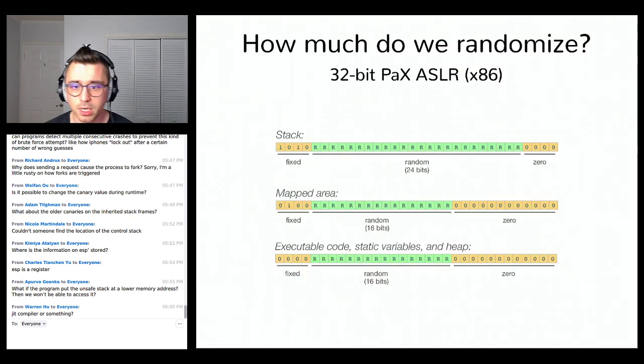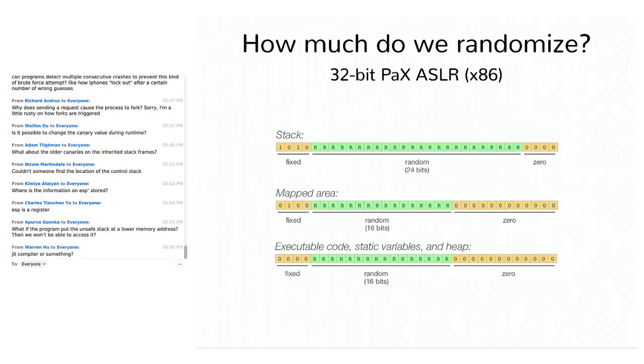What does ASLR look like? Well, how much you randomize and which bits you randomize vary according to systems, but what we're going to talk about for this class is the 32-bit PAX ASLR, which randomizes the stack by 24 bits. So we fix these bits here to 0, and the top bits we fix to 101, and the rest of these bits, these 24 bits, we're going to just assign random values to. So this is where the stack actually starts.